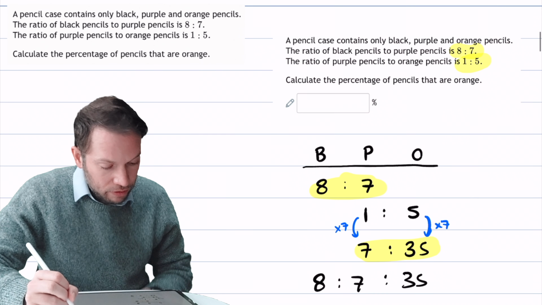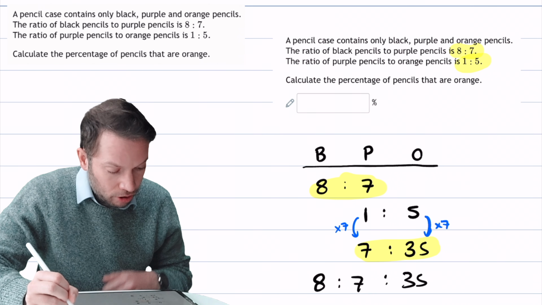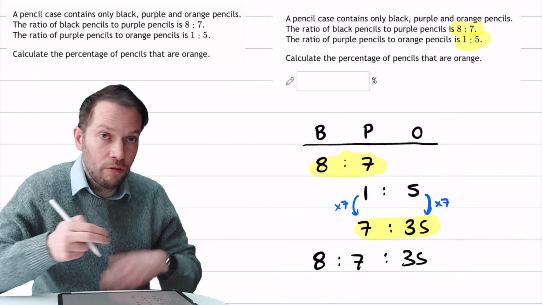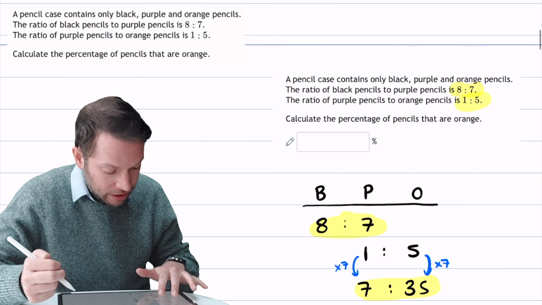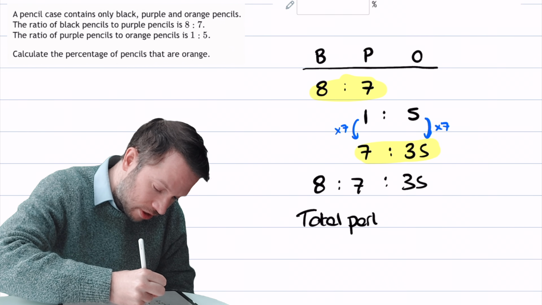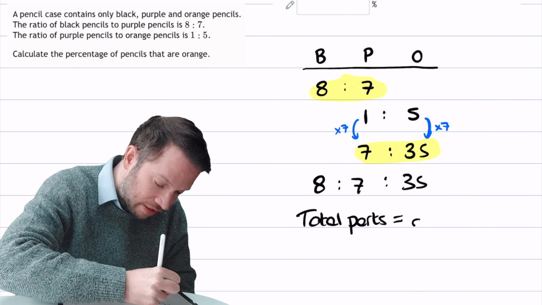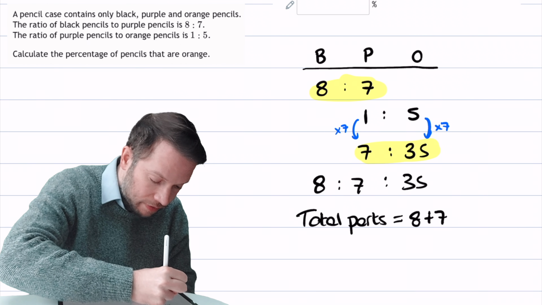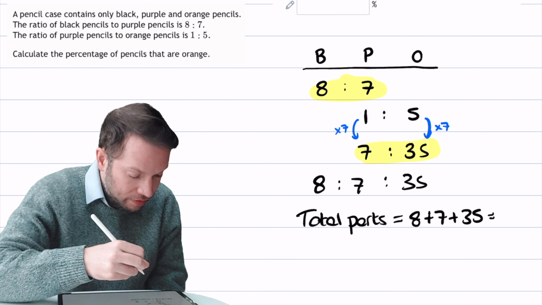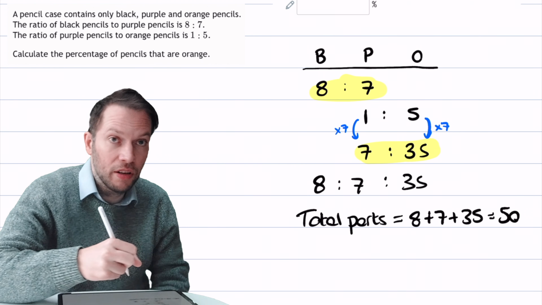And we want to work out the percentage of pencils that are orange. Now, if we think about the total parts, that will represent the total pencils in the pencil case. So the total parts here is equal to 8 plus 7 plus 35. 8 plus 7 is 15, plus 35 is 50. So we've got 50 parts in total.